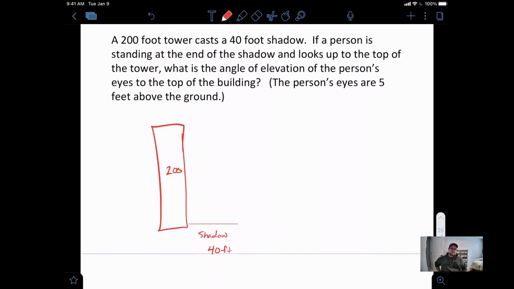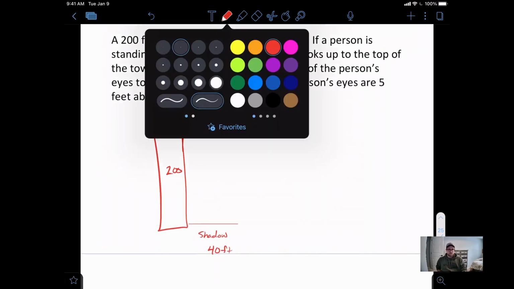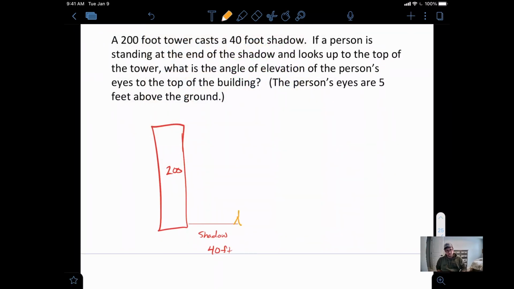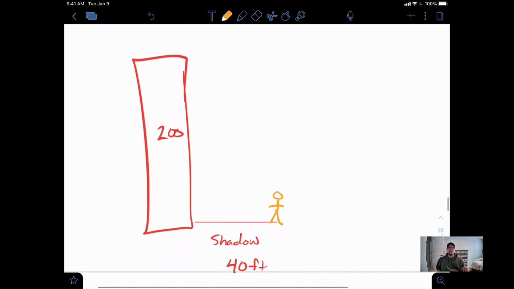If a person is standing at the end of the shadow, so a person is standing right over here, and they look up to the top of the tower, what is the angle of elevation from that person's eyes to the top of the building? Now, what they want us to assume is that the person's eyes are 5 feet off the ground. So when we think about angles of elevation and angles of depression, remember, their normal eyesight would go out straight. So if his eyes are 5 feet off the ground, then he's going to be looking at a spot that's 5 feet off the ground of that building.